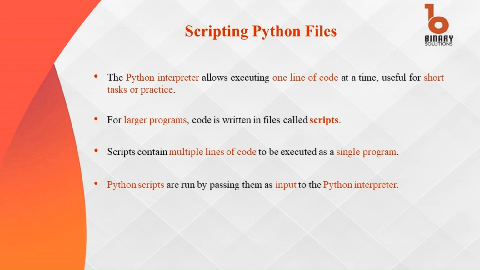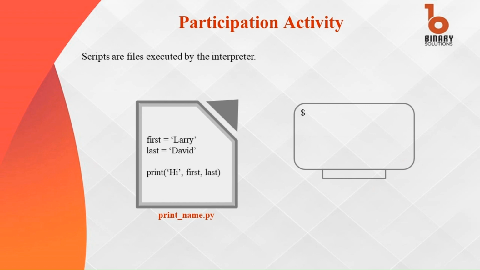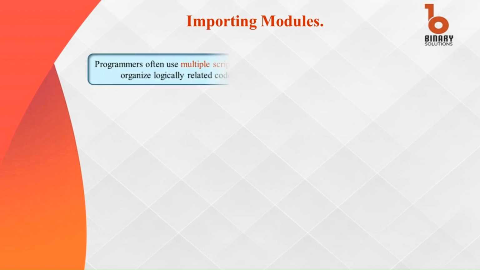larger structured programs. In this example, we demonstrate how Python scripts are executed using the interpreter. First, the programmer creates a script file named printname.py, where they define two variables, first and last, assigning them the values Larry and David. The script then uses a print statement to display the message hi, followed by these variable values. Programmers typically break down their code into multiple script files to keep related functions and logic organized.